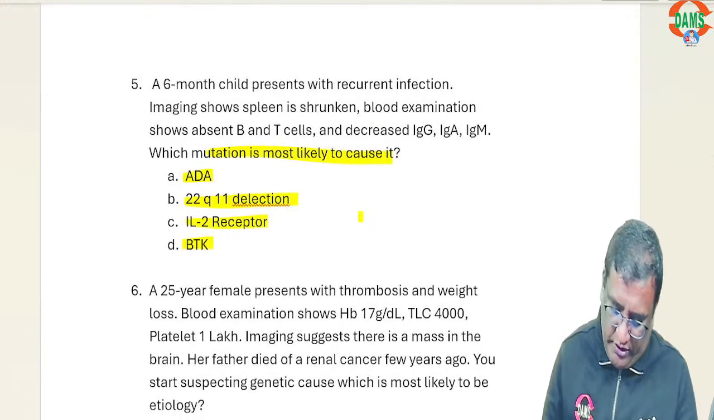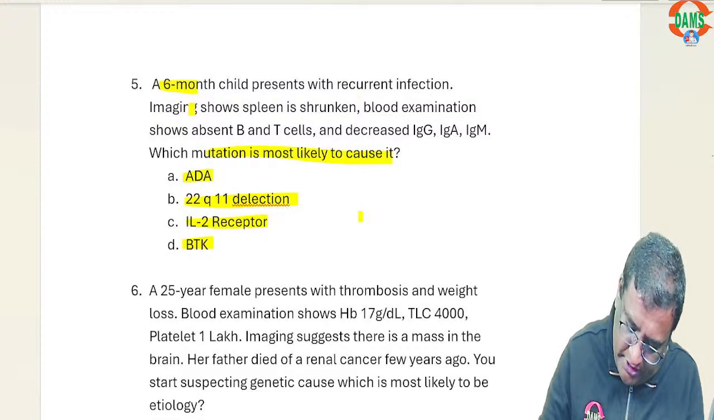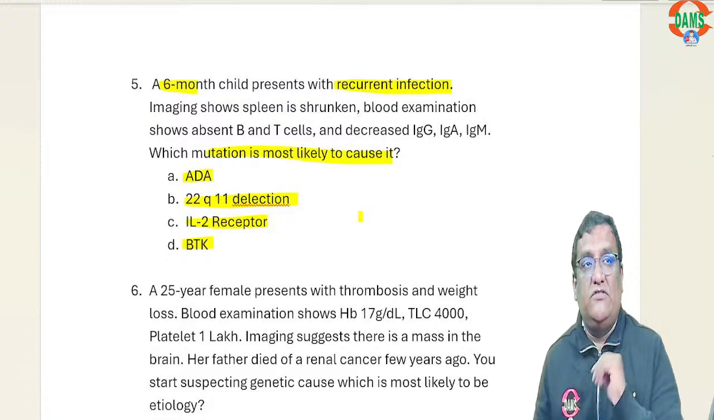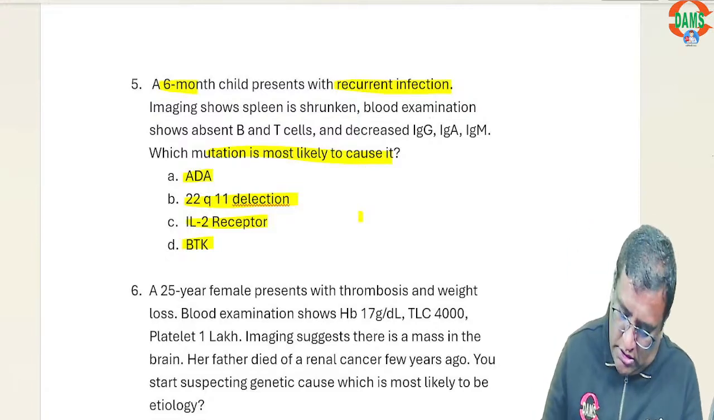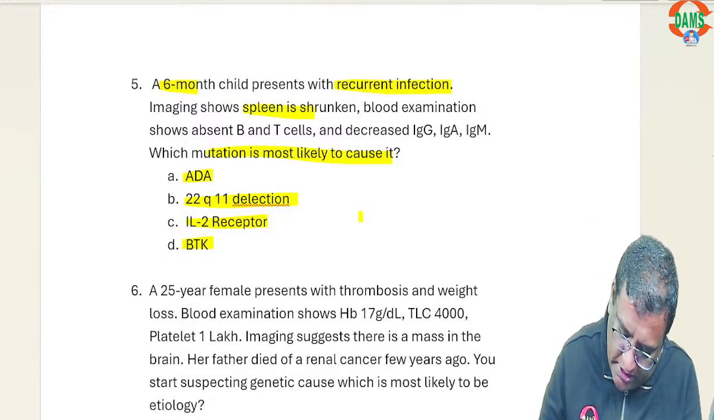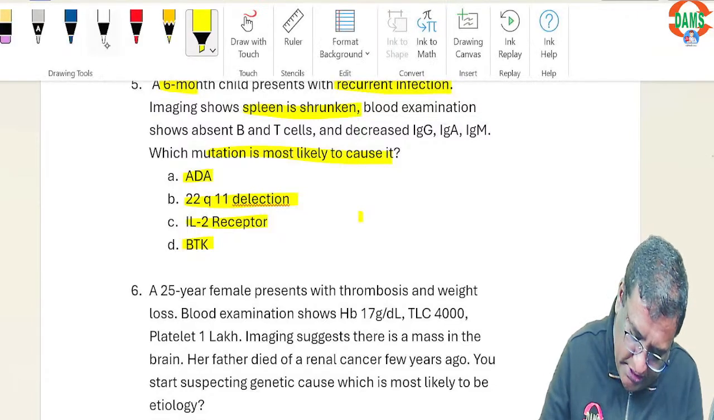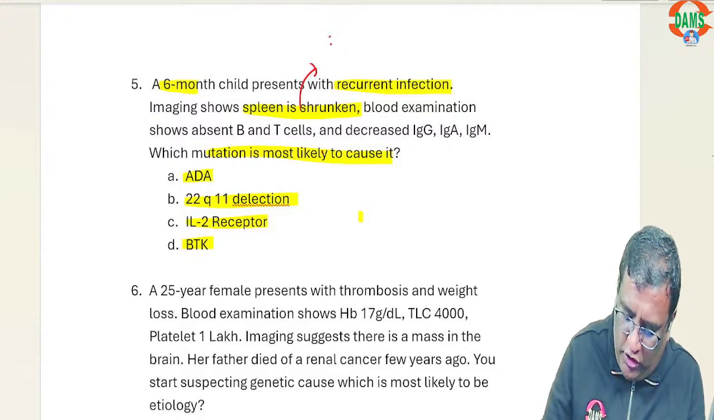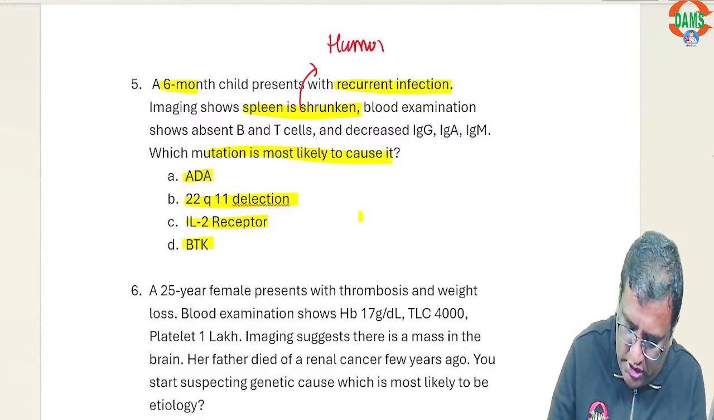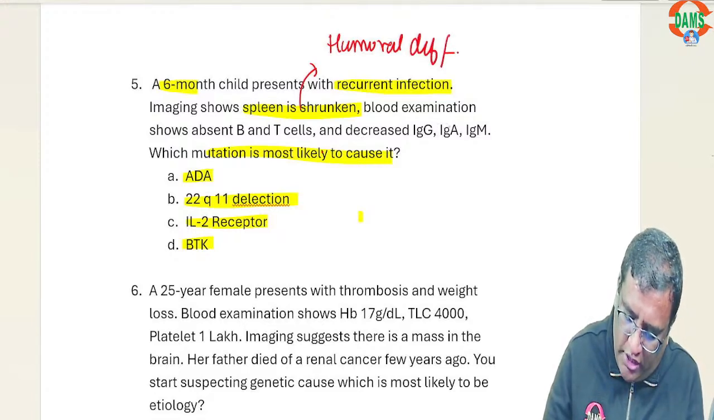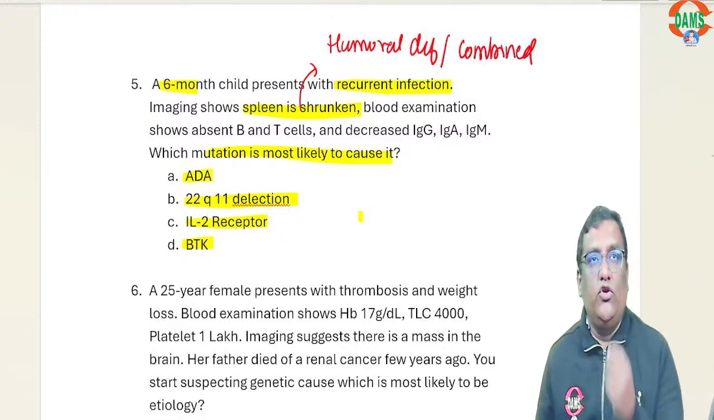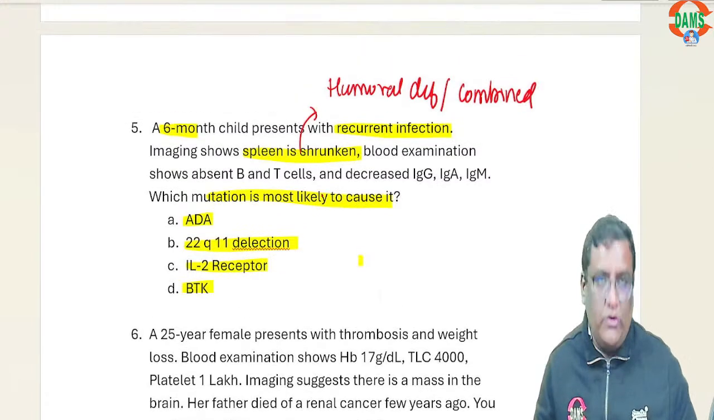Let me see the question. A 6-month-old child presents with recurrent infection. Is it a keyword? No, it is not a keyword, because all immunodeficiencies will have recurrent infection. Imaging shows the spleen is shrunken. The moment the spleen is shrunken, I will definitely think there is a problem with humoral immunity. Either humoral deficiency or combined immunodeficiency.